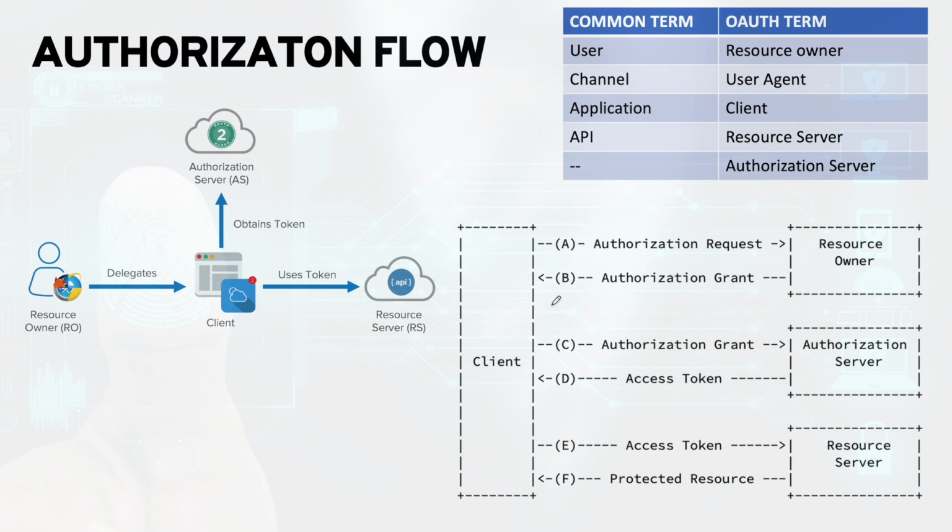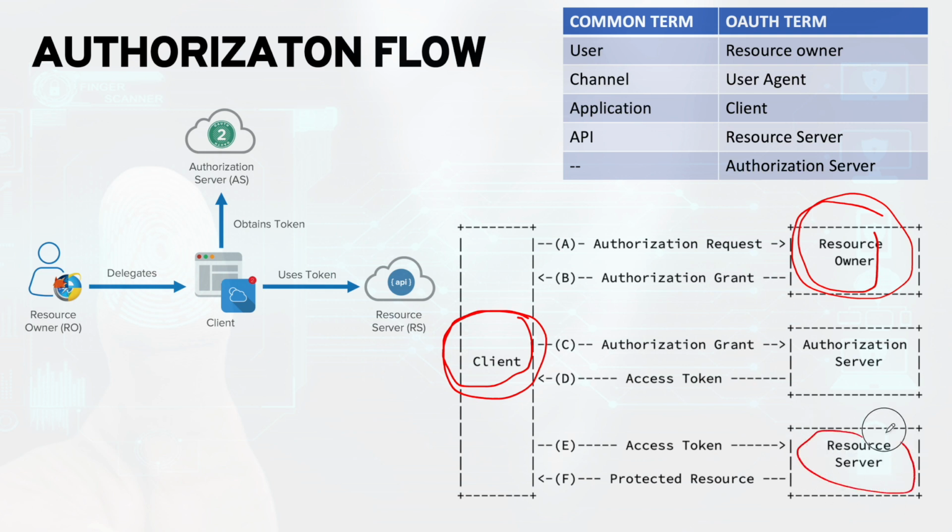So let's see the authorization flow, and we will complete the video with the help of this. What happens here is we have a resource owner, the user. The client is the application which wants to access some resource from the resource server. So it wants to access this information.